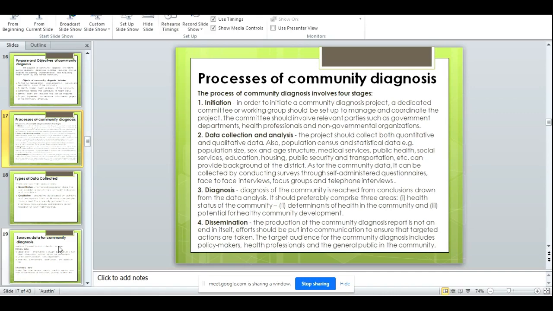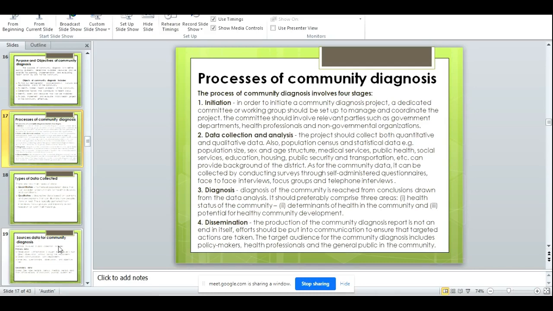Also, population census and statistical data such as population size, sex, age structure, medical services, health, public health, social services, education, housing, public security, and transportation, etc., can provide the background of the district. As for the community data, it can be collected by conducting surveys through self-administered questionnaires.